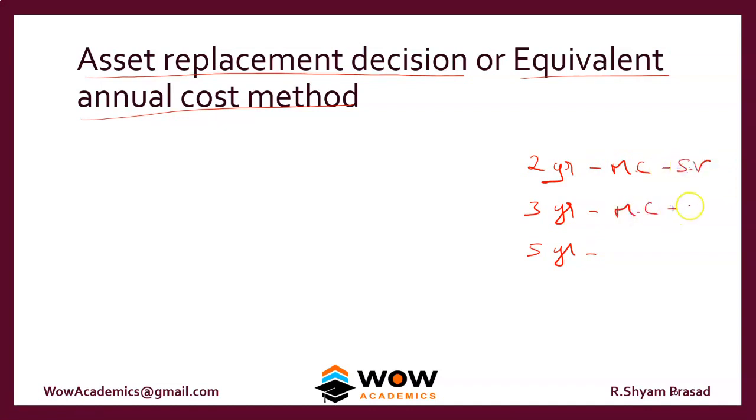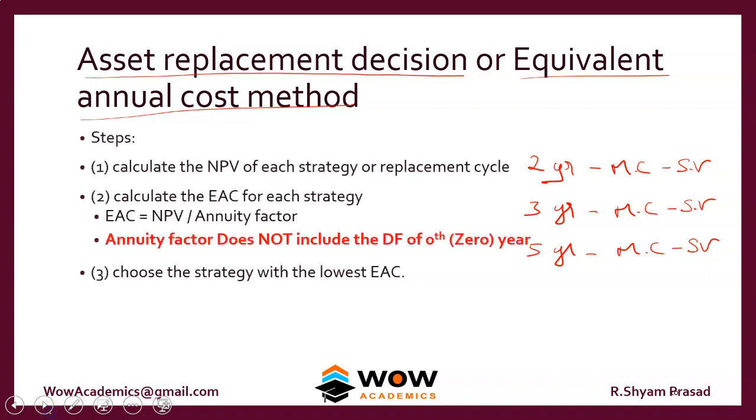So each machine will have a different maintenance cost and a scrap value. In that terms, which machine has to be bought? Okay, the overall cost of operating the machine should be low. So that is the concept here. So we can look at the steps.